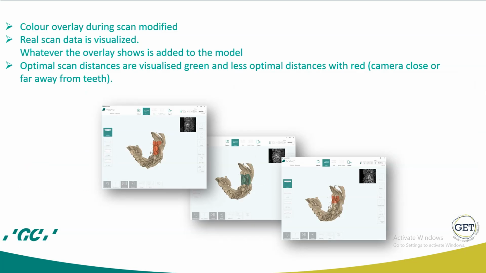A good scan distance can be detected by the color coding in the software. The real scan data is visualized on the screen, with overlays shown on the model. You can control the scan distance by watching the green and red color coding.